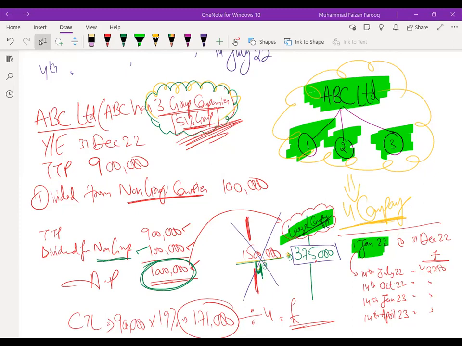Okay, but what is the 375,000 which we divided by 4 for 4 companies? No, this is the TTP, no? That's the TTP. 900,000 was the TTP and 19% is the corporation tax percentage. So this 171,000 is the corporation tax liability.